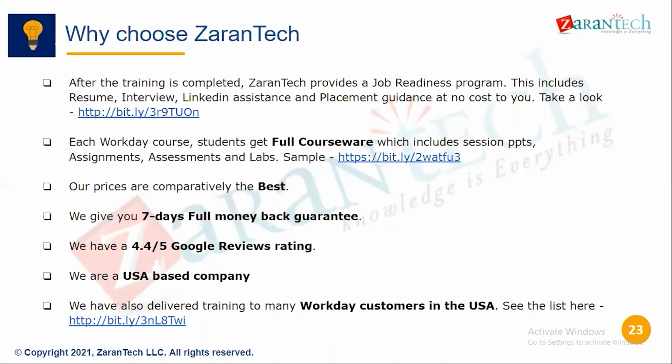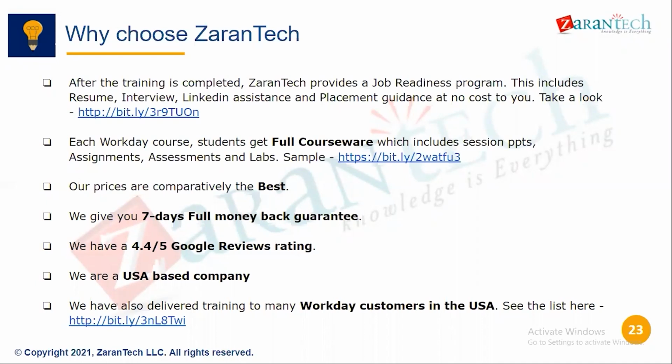The Job Readiness Program consists of resume creation, LinkedIn profile optimization, what kind of jobs we should be targeting, and what our approach should be, including which groups we should be requesting to join on LinkedIn, and how to post that, hey, I am an aspirant, I know Workday HCM, I have taken training from ZaranTech, and now I'm looking for an HCM job. So all of these things come under the job readiness program. Okay, so you can go over this, at no cost.